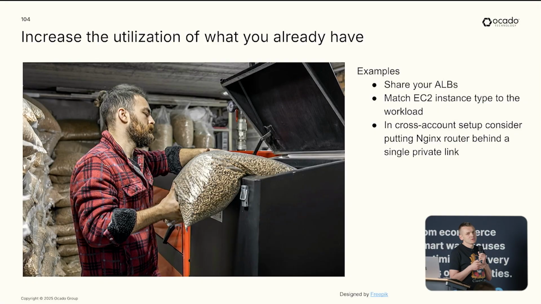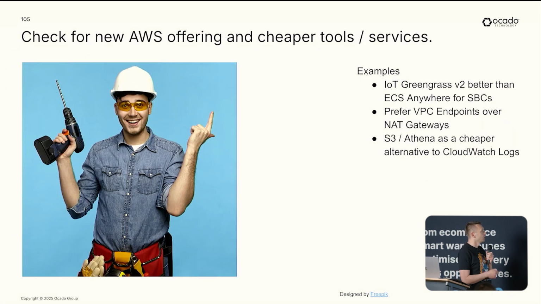In a cross-account setup, you should consider not using too many private links. In our case, instead of using many of them, we just have one, and that has Nginx behind it to route the traffic to the application in that particular account. And the tip number 4, the rule number 4, check for new AWS offerings and cheaper tools and services.